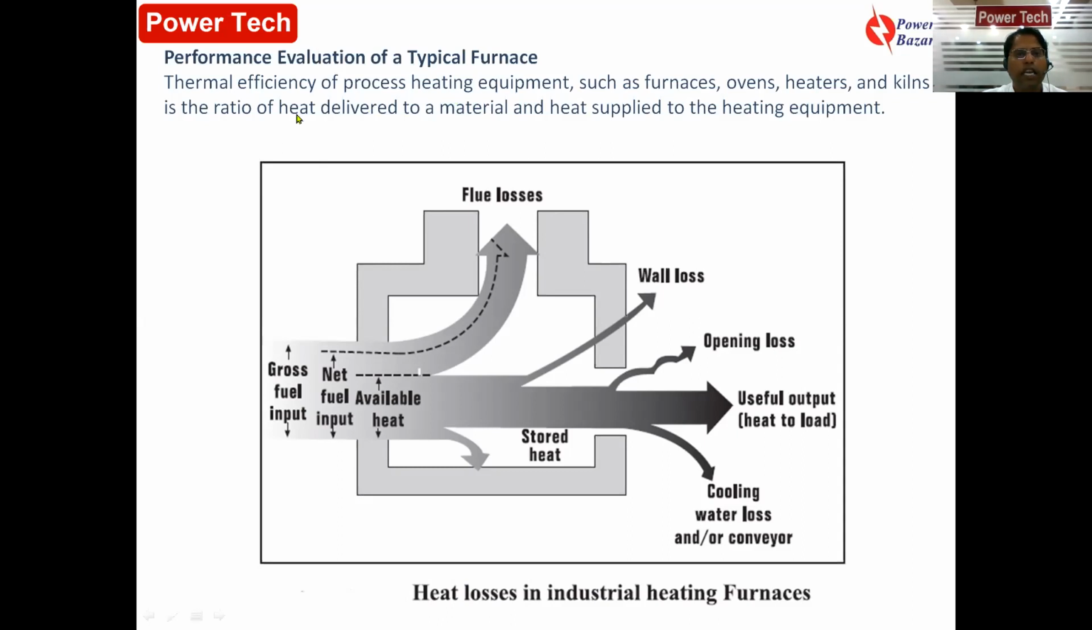Now this is basically the ratio of heat delivered to the material divided by heat supplied to the heating equipment. Let us see, this is the furnace. You need to get high temperature, you need to apply heat so that the ore melts, or you need to increase the temperature of the product. So the heat delivered to the material, the useful output or heat to load, divided by the actual heat applied is the furnace efficiency.